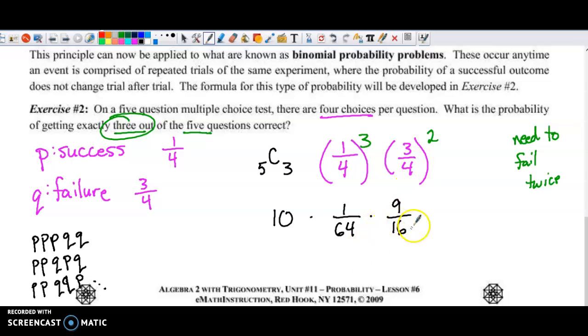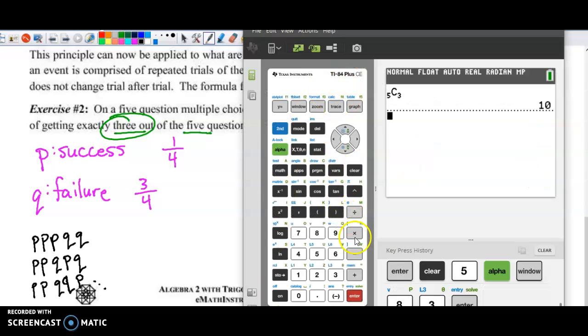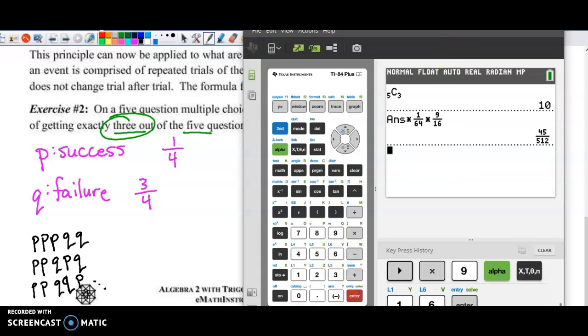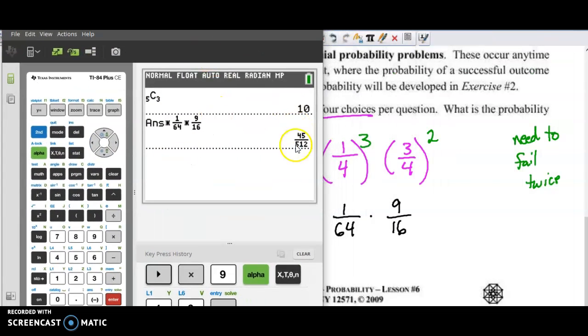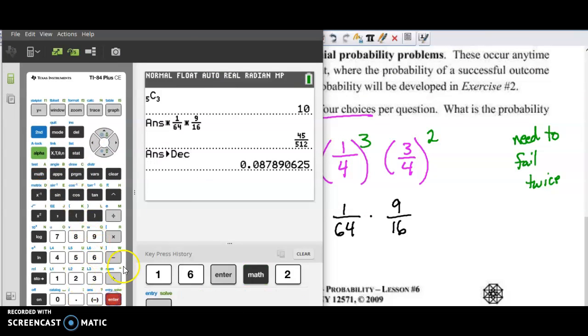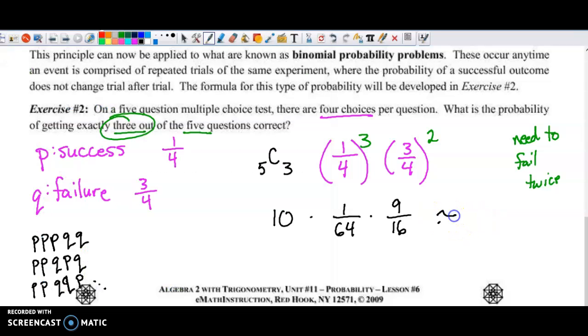And you're welcome to use a calculator. There's nothing wrong with using a calculator. Since I already did some of the things, I'm just going to go ahead and type it out. Our probability would be 45 out of 512, which comes out to be about an 8.8% chance of just randomly guessing and getting exactly 3 correct.